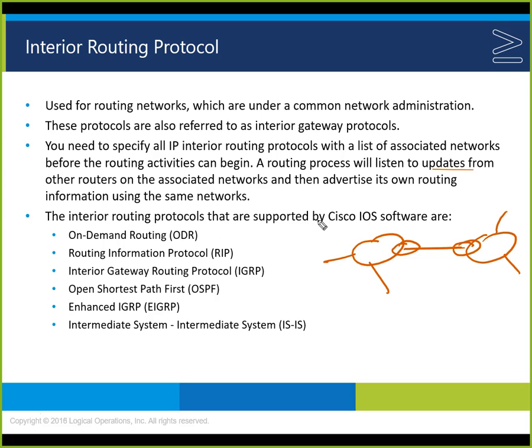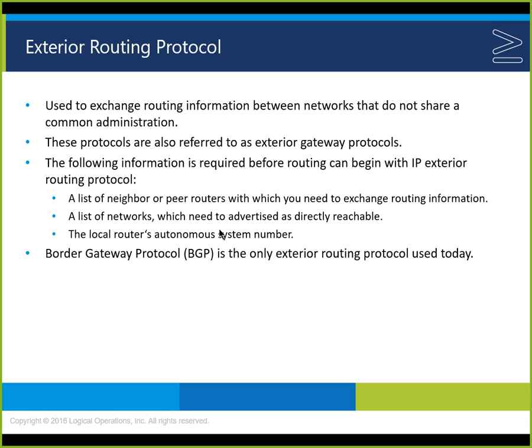The interior routing protocols supported by Cisco include on-demand routing protocol, RIP, IGRP, and I think if you've got some really old routers, IGRP may be there. It's an old Cisco proprietary routing protocol that doesn't appear on the new routers. OSPF and EIGRP, which is an enhanced version of IGRP, and then the intermediate system, the IS-IS protocol, are the routing protocols that are available on these systems.